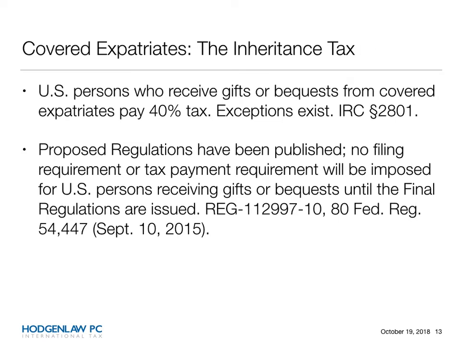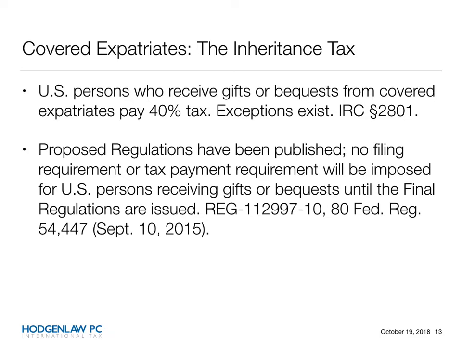The second tax problem for covered expatriates is the inheritance tax, and I call it an inheritance tax because it's not an estate tax. It's a tax imposed on the recipient of gifts or bequests. They're called covered gifts or covered bequests. And Section 2801 is the place to go to look for this, and the basic rule is that U.S. persons who receive gifts or bequests from covered expatriates will pay 40% tax on that money received for the privilege of receiving it from covered expatriates.